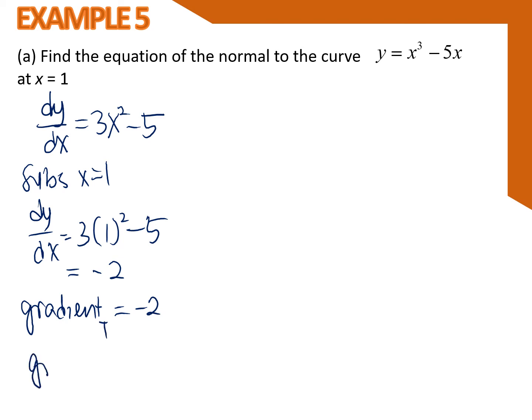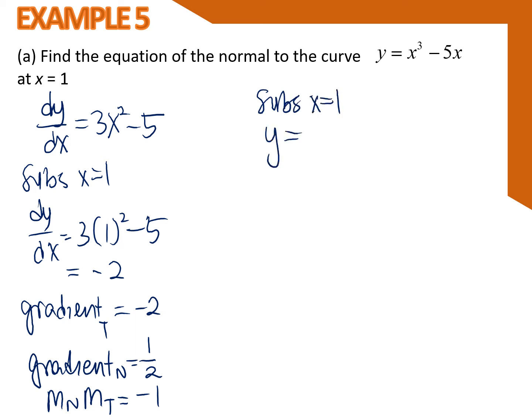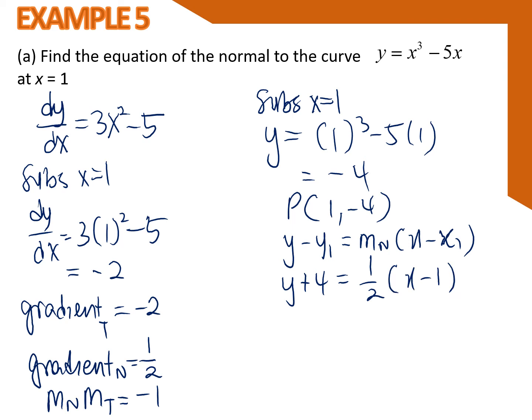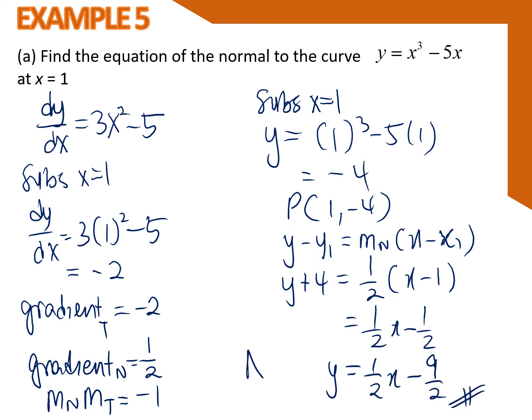So from here, find our gradient of the normal, which refers to m normal times m tangent equals -1. So the gradient of the normal will be 1/2. Since we only have the value of x, we need to substitute x equals 1 into y to get the value of y. Right, so we will have 1 minus 5 is -4. So our point is (1, -4). So use y minus y1 equals m normal (x minus x1). So y plus 4 equals 1/2(x minus 1). So 1/2 x minus 1/2. So y equals 1/2 x minus 9/2. So this is the equation of the normal.